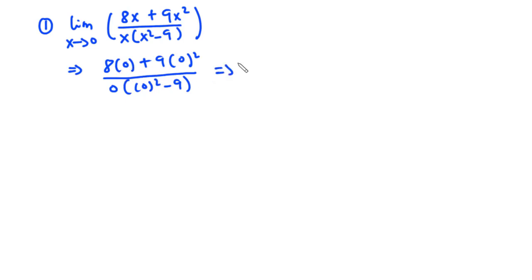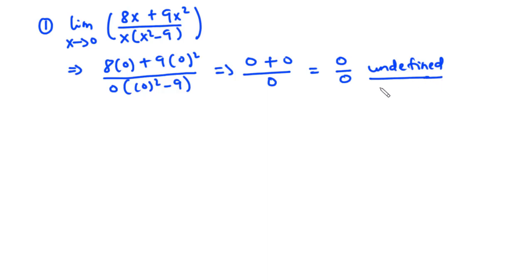Now 8 times 0 is 0, 9 times 0 squared is 0, and then 0 multiplying everything here is also 0. So we have 0 divided by 0, which is undefined. So since this is undefined, we can't use this approach to find the limit. We need to use the alternative approach.